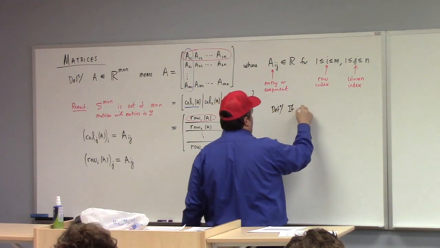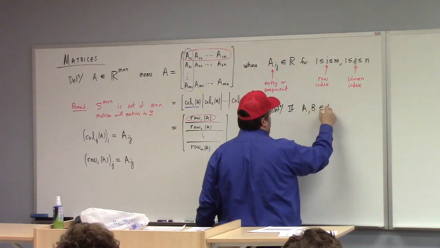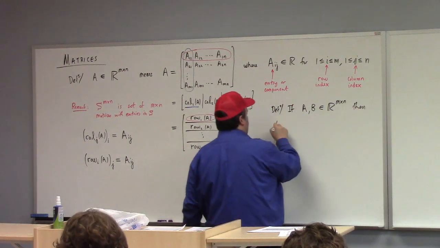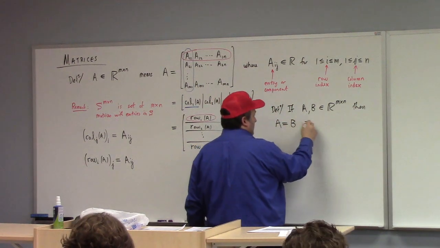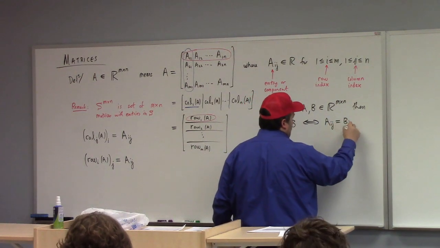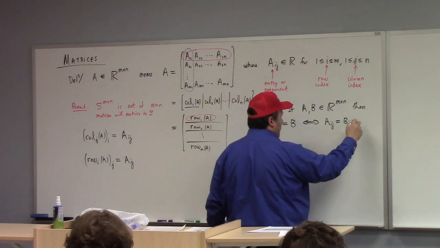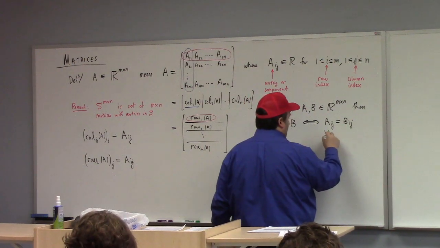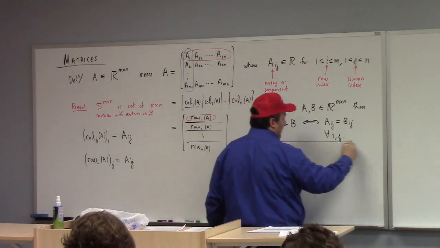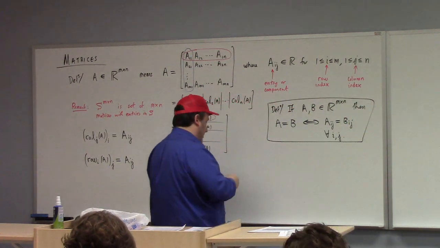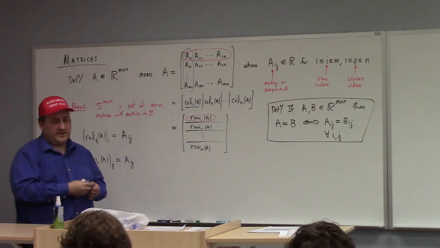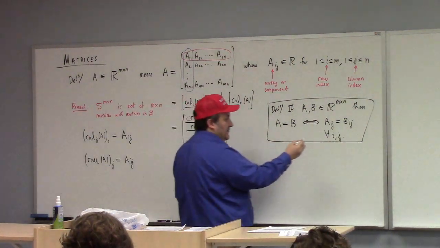If A and B are both in m by n matrices, then A is equal to B if and only if Aij is equal to Bij for all i and j. And here, let me unwrap that. What do we mean by "for all ij" in this kind of context? What does this mean?